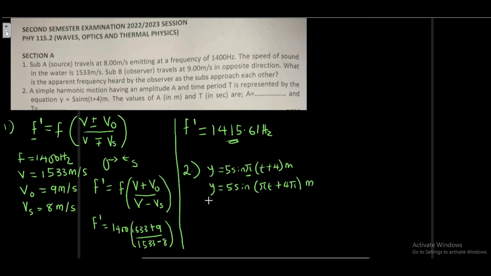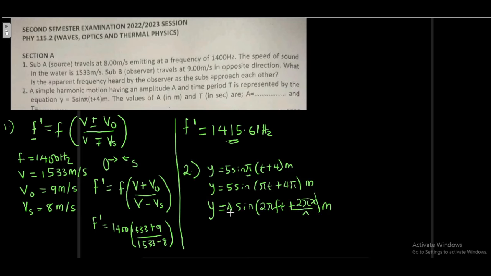To get the amplitude, you just compare this with the general equation for a plane progressive wave, which is also simple harmonic in nature. A simple harmonic motion is simply a motion that repeats itself periodically. So a plane progressive wave is also simple harmonic. That's why we can use a plane progressive wave equation to compare this. And the general equation for a plane progressive wave is y equals a sine 2 pi ft plus 2 pi x over lambda meter.